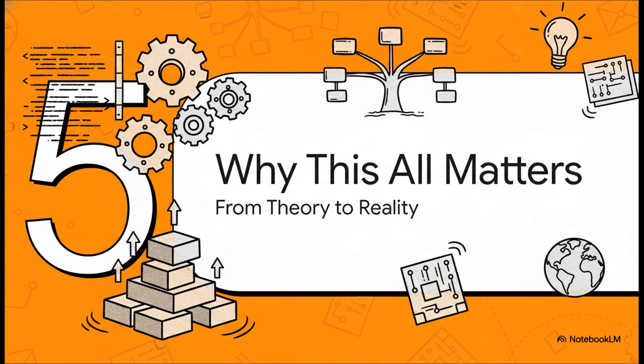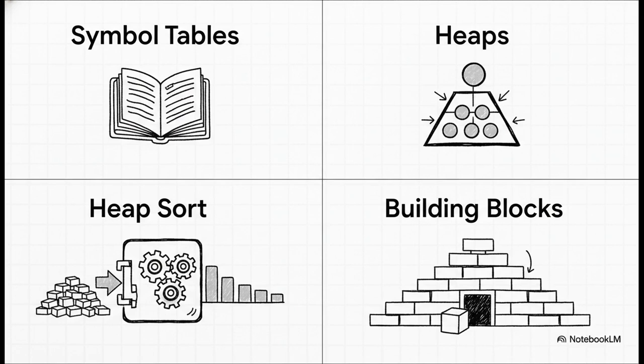But why does this stuff matter outside of a computer science class? What's the real takeaway here? Well, here's what I think is most important. First, those symbol tables are the unsung heroes, the fundamental dictionaries that make modern programming possible. Second, heaps are just incredibly efficient whenever you need to handle priority, finding the most important task or the biggest value fast. But maybe the biggest lesson is what heap sort shows us about computer science itself.